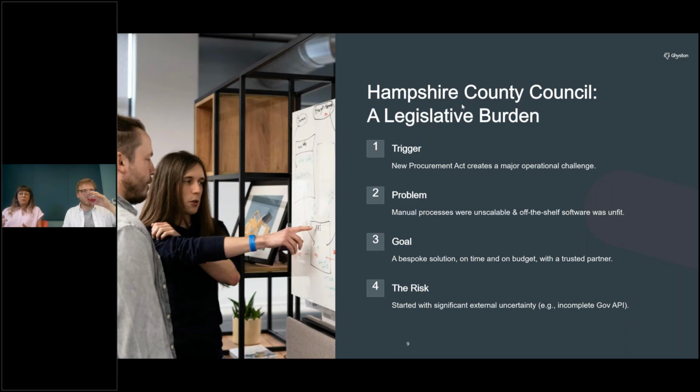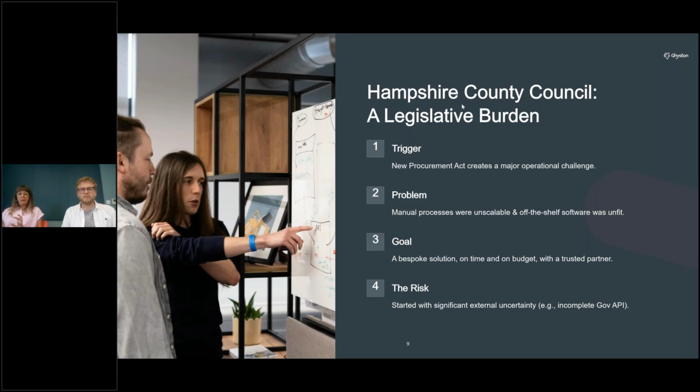And off-the-shelf software couldn't meet the specific needs of this, particularly for public sector organisations. So Hampshire, quite rightly, wanted to find a trusted partner to work closely with to build a bespoke solution that solved the immediate challenge with the legislation, but also deliver it on time and on budget.